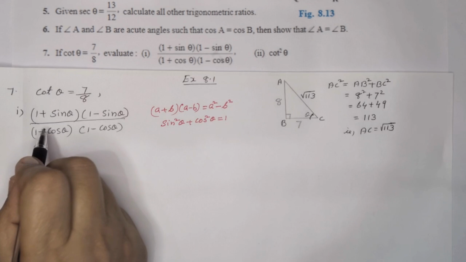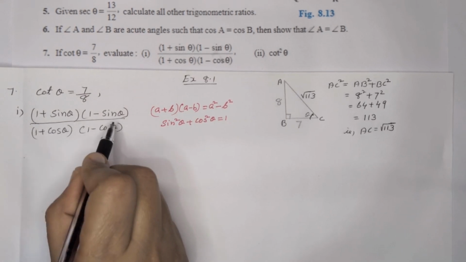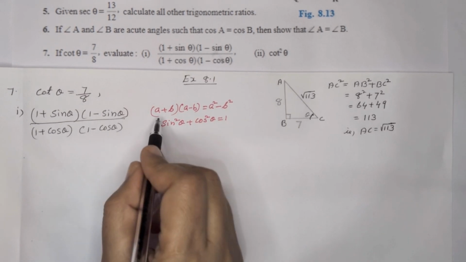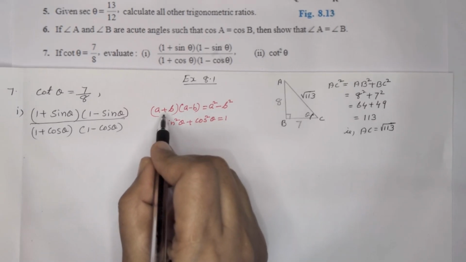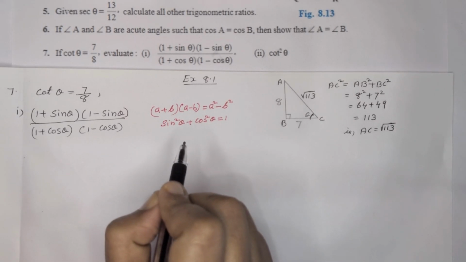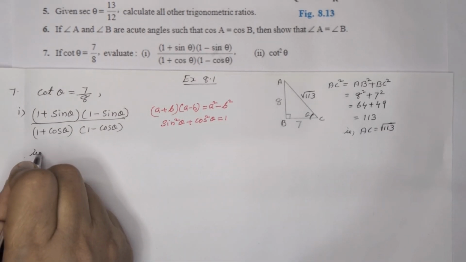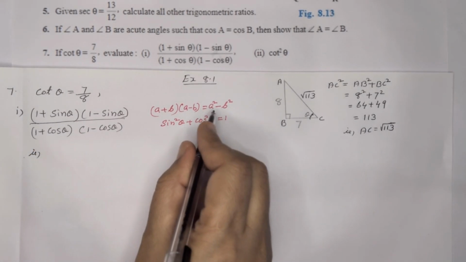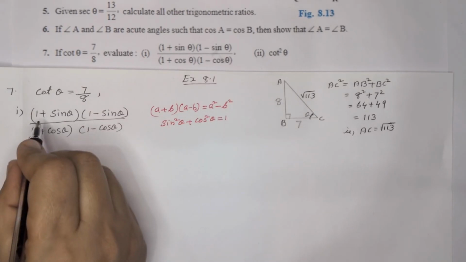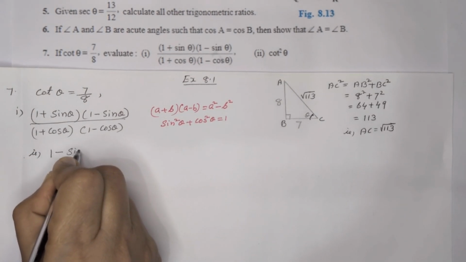Now when we are solving this first part of the question, 1 plus sin theta into 1 minus sin theta, this is the form of the identity a plus b into a minus b is equal to a square minus b square. So we can apply this identity here. We can rewrite this in the form of a square minus b square. That means the first term, 1 square is 1, minus sin square theta.